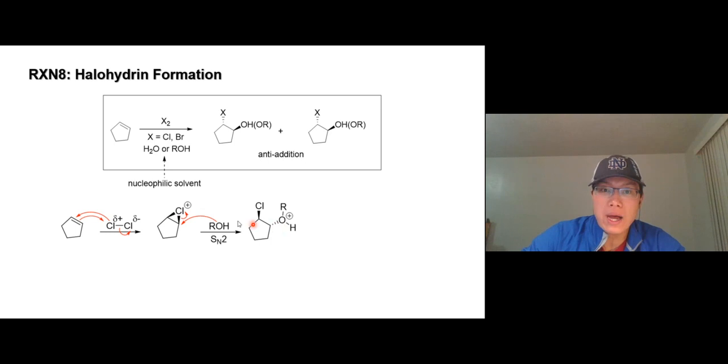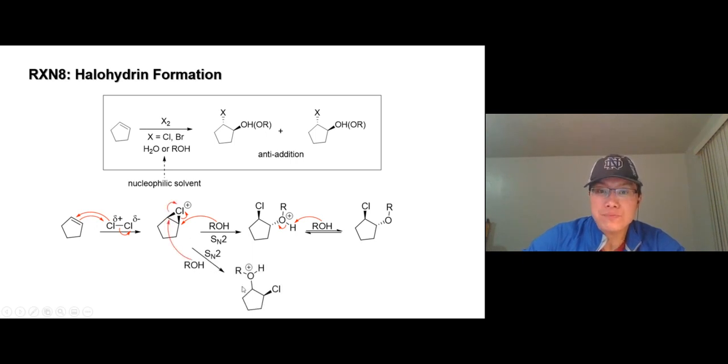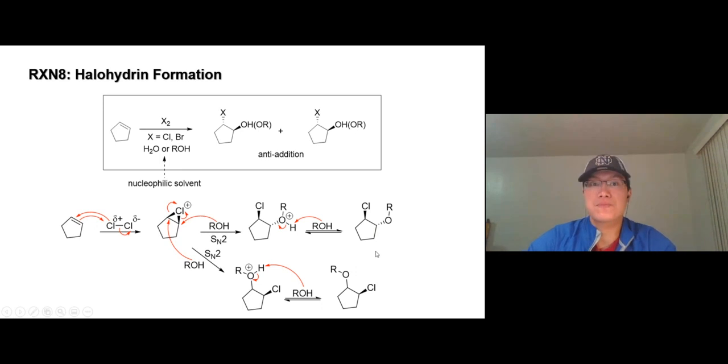Solvent will come in and attack one carbon from the backside, SN2. This one is on wedge, so the alkoxy group will go on dash. And then deprotonation, you know that, you get the product. The other carbon can be attacked as well. The alcohol comes in and attacks the other carbon, so that should be on wedge and this on dash. And then deprotonation, you get the other product. That's the enantiomers.